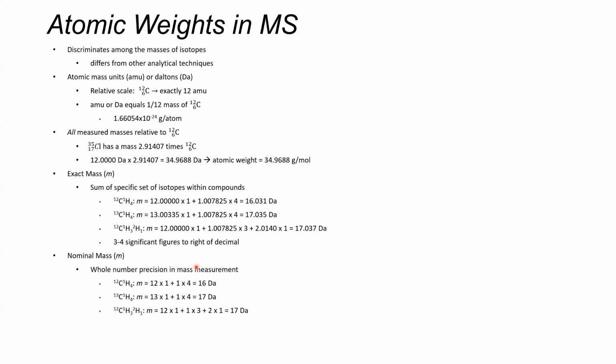So atomic weights in mass spectroscopy. Of course, you need to know a little bit of background. So ultimately what we're doing is we're discriminating amongst the masses of isotopes. So you will get peaks based on the different isotopes of atoms in a particular molecule.